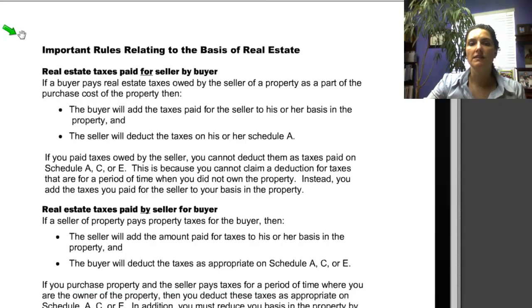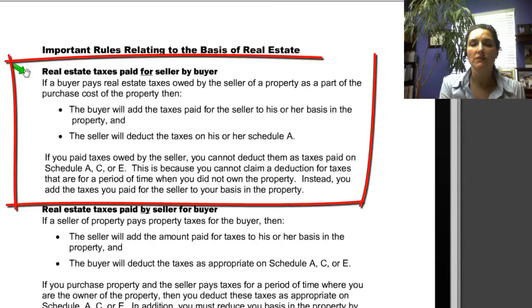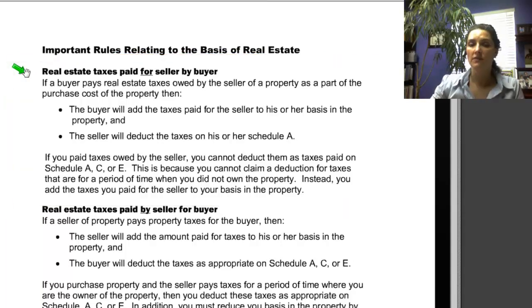Important rules relating to the basis of real estate. Real estate taxes that are paid for the seller by the buyer. If a buyer pays real estate taxes that are owed by the seller of a property as a part of the purchase cost of the property, then the buyer will add the taxes paid for the seller to his or her basis in the property, and the seller will be able to deduct the taxes on his or her Schedule A. Or if he was selling, for example, a rental property, then he would deduct them on Schedule E.